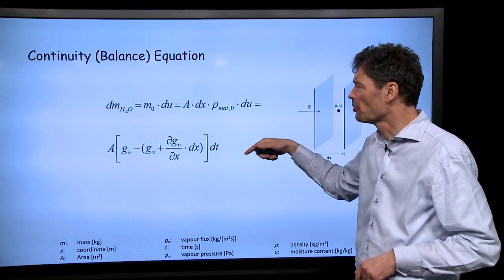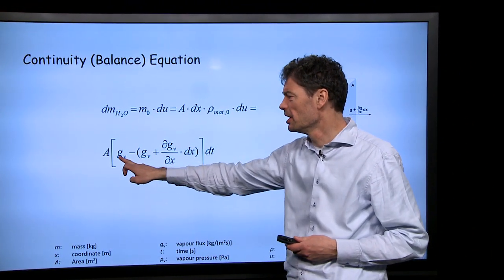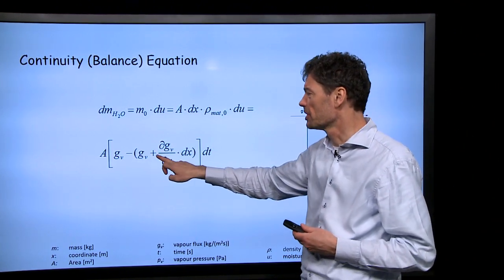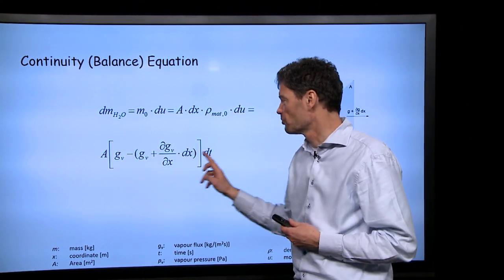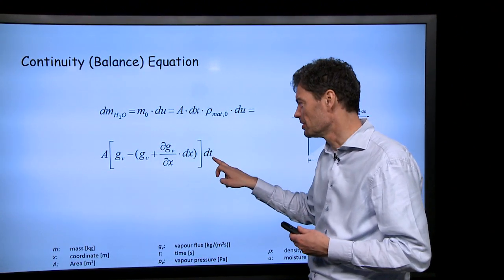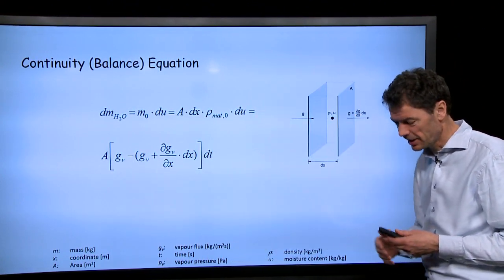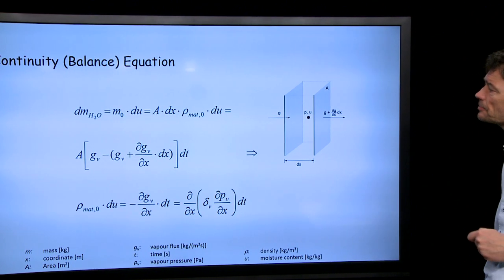So that increment in moisture content comes as a result of the difference between what comes in of flux on the left and what is going out on the right-hand side, as we can see up here. And we multiply with that increment in time, dt, as we're talking about, and with the area, the transmission area for the flow.